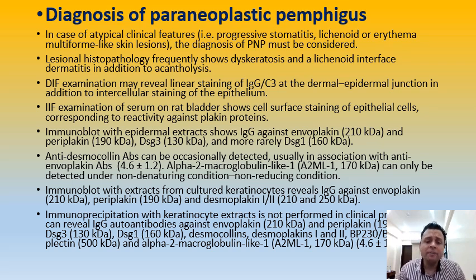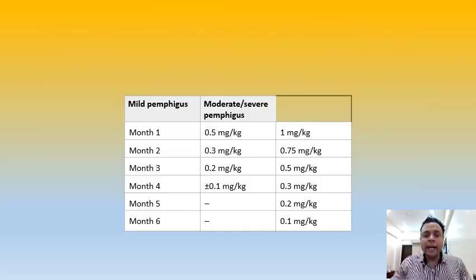So immunoprecipitation with keratinocyte extract is not performed clinically. It can reveal IgG autoantibodies against envoplakin, periplakin, desmoglein, all these things. Envoplakin is actually a commercially available test. Okay, envoplakin is available. You can do the titer.